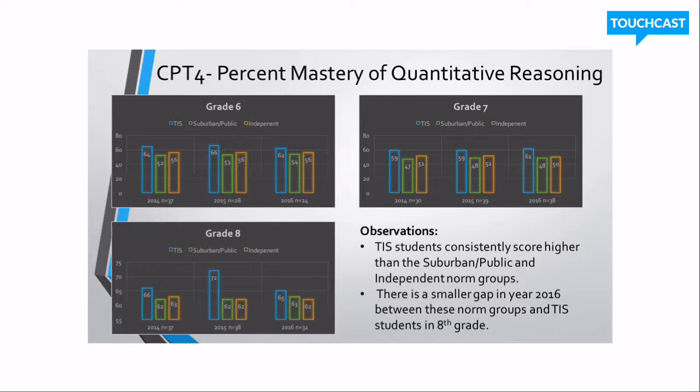Now let's look at the percent mastery of quantitative reasoning. The TIS students consistently score higher than the suburban, public and independent norm groups. However, there is a smaller gap in year 2016 between these norms and TIS students in the eighth grade. If you notice, these differences are a little bit less in the eighth grade. I want us to pay attention to that and think about the population of those grades. Another thing to think about is that the quantitative reasoning section of the test deals with questions that are going to need more vocabulary.